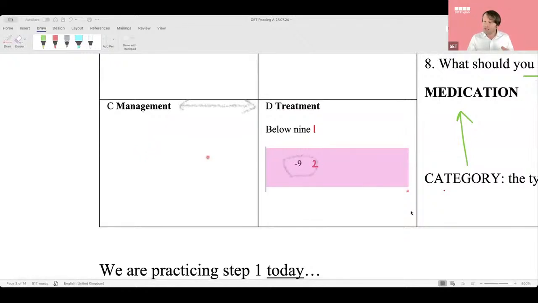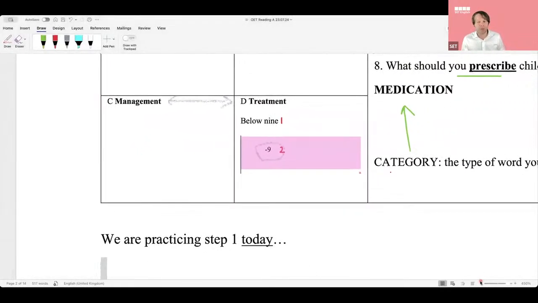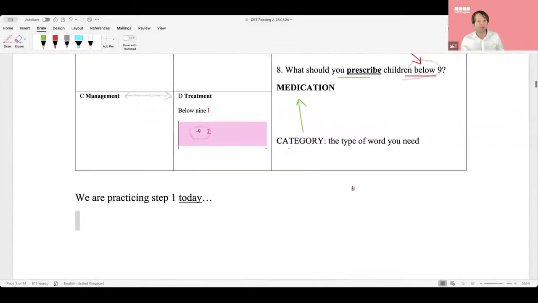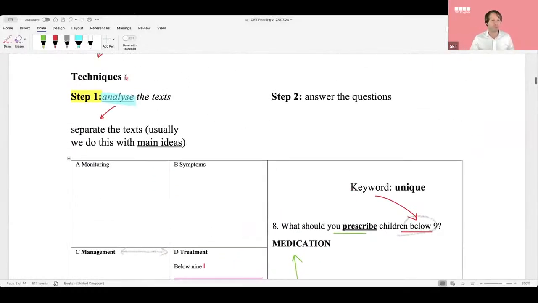Today, though, we're not focusing on step 2, okay? This is just an overview. What are we focusing on today?